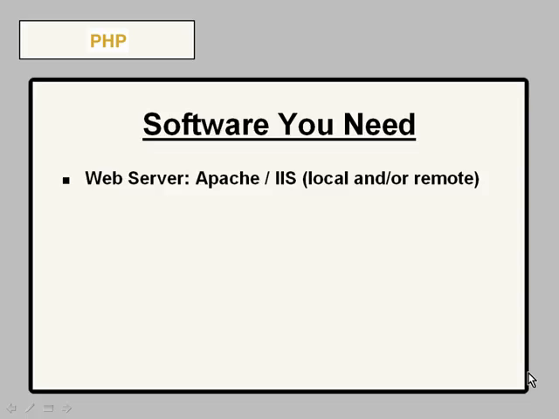On a Windows machine, you can use IIS or Apache, it doesn't matter. Apache is the standard because it is cross-platform, and the folks that created PHP specifically like to target their code for use on the open source Apache web server.